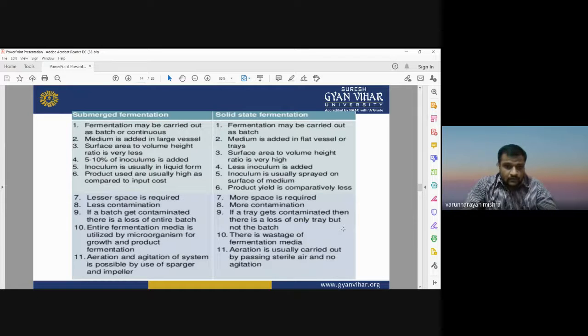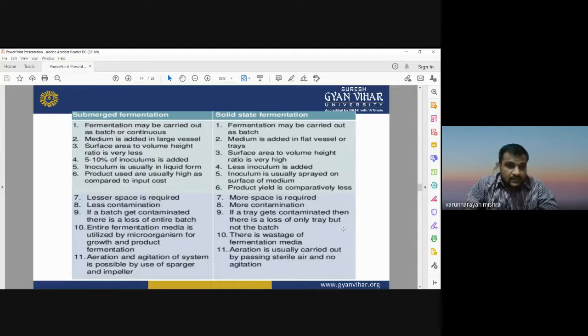Okay, so this is the comparative analysis of two methods of fermentation: submerged fermentation and solid state fermentation. Submerged fermentation may be carried out as a batch or continuous process, whereas solid state fermentation may be carried out as a batch. Submerged fermentation has a medium which is added in a large vessel, whereas in solid state fermentation, the medium is added in flat vessels or trays. The surface area to volume ratio is very low, whereas the surface area to volume ratio is very high in case of SSF, that is solid state fermentation.